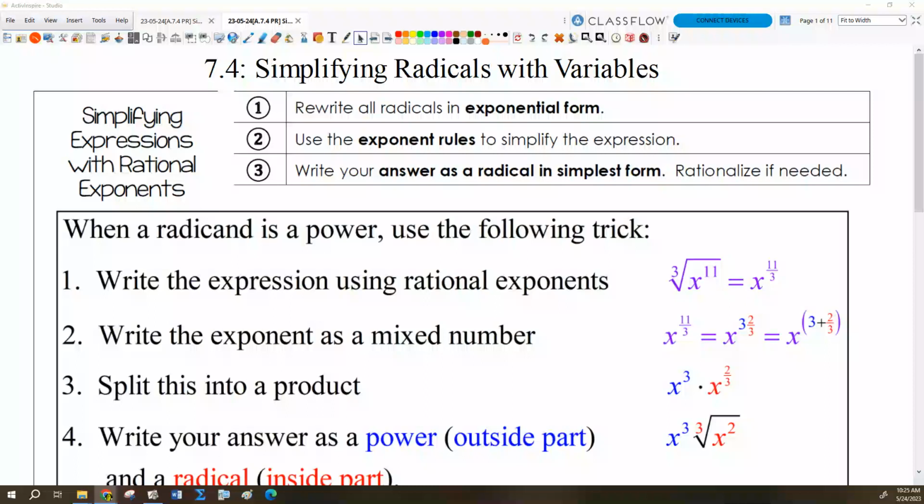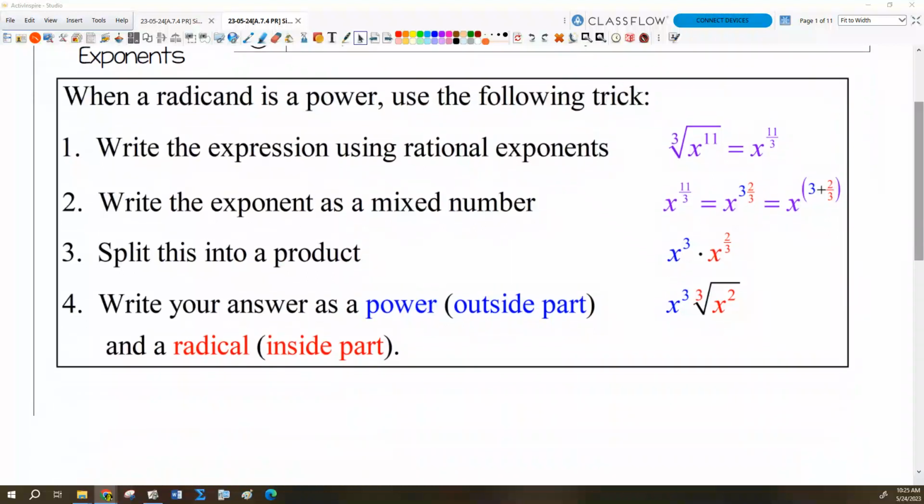Today, we're just going to extend what we were talking about the last couple times we've met here and talked about math. We're going to look at the situation today where, when we write an expression using rational exponents, we end up with an improper fraction, meaning a fraction where the numerator is bigger than the denominator.